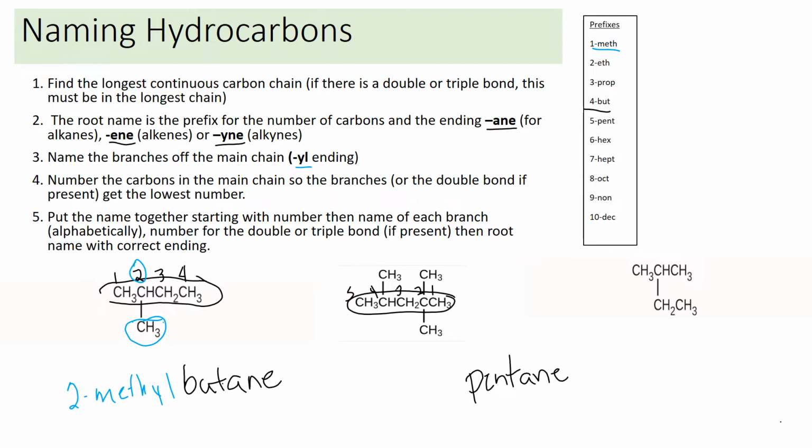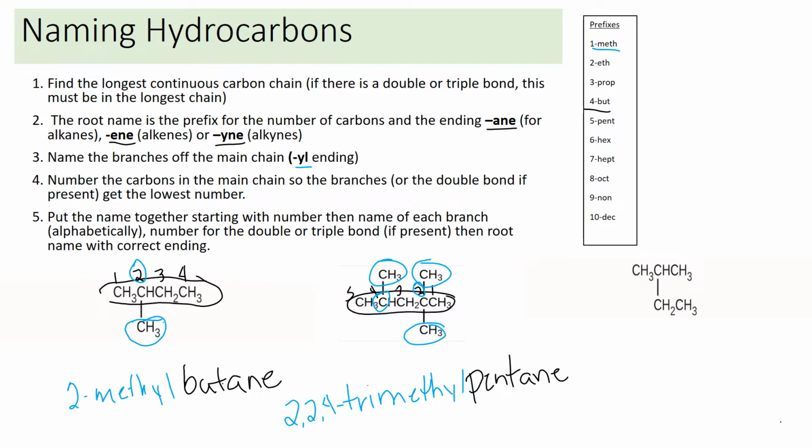And this one has 3 branches. We have this branch, this one, and this one. So all 3 of the branches have 1 carbon, so it's still methyl. But we're going to call it trimethyl because there's 3 of them. So we have 3 1-carbon branches. And then we identify where they are. 2 of them are on carbon number 2, and 1 of them is on carbon number 4. So we're going to call it 2,2,4-trimethylpentane. And that's the name.